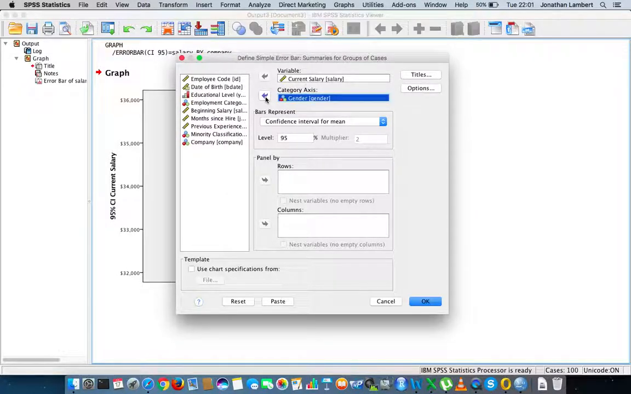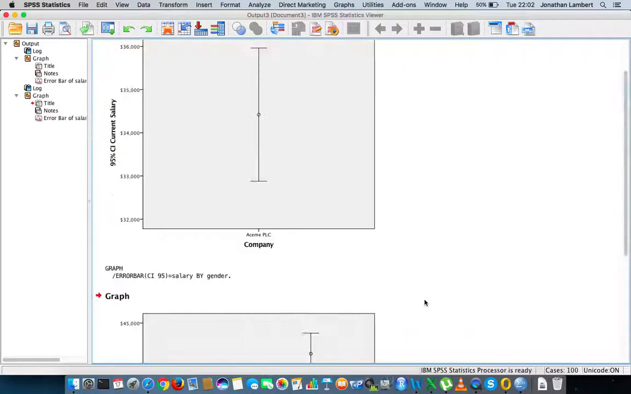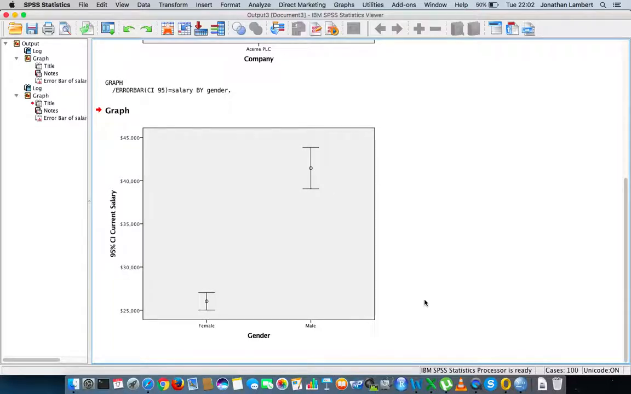This should produce two confidence intervals, one for males and one for females. Once again, we've defined our main variable of interest, current salary. We can put any continuous variable in here, any scaled variable. And our category is gender. We've already defined it as confidence interval for the mean at the 95% level. So let's hit OK. What we get out is two confidence intervals.